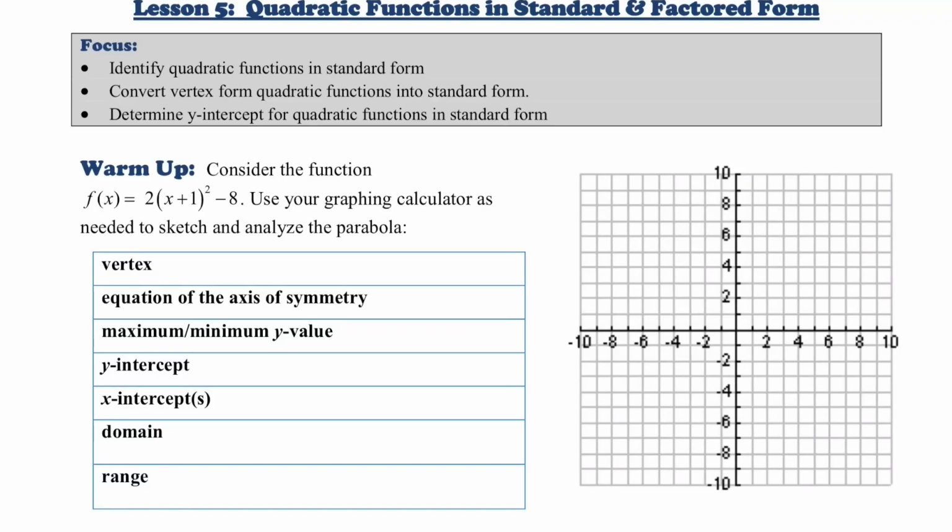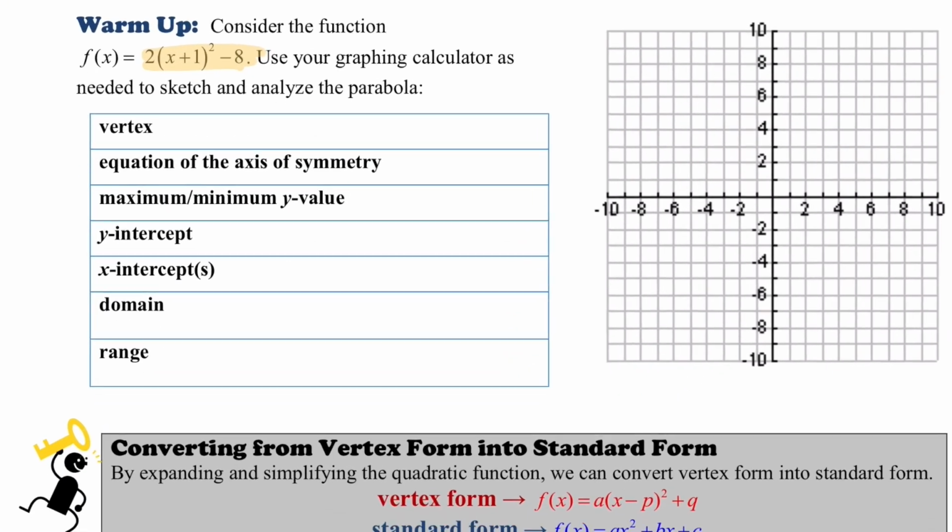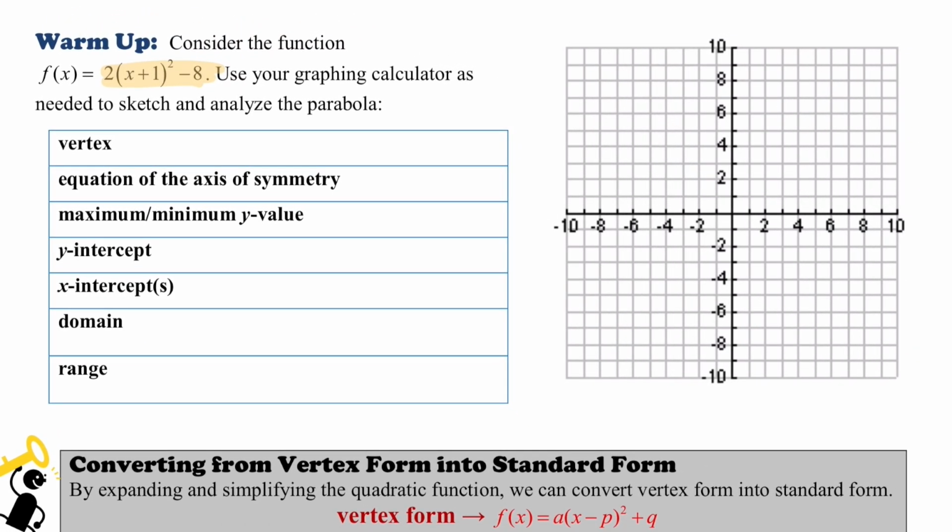Okay everyone, so today we're going to do quadratic functions in standard and factored form. We already did vertex form, right? Vertex form looks like something like this, and it has P and Q, which are your vertex. So let's consider this function and graph it. Pause the video, try it yourself since we did that in the previous lesson.